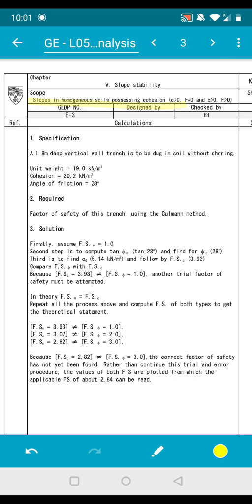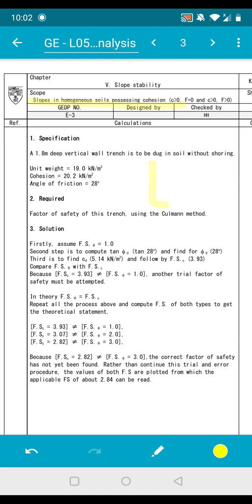So what does it mean? When you talk about a vertical wall trench, it's a 90 degree angle, and without shoring, there's no support when you dig. What is required is the factor of safety of this trench using Kalman's method. The solution: this approach is going to be a trial and error approach, so you have to assume the factor of safety because it's not given.